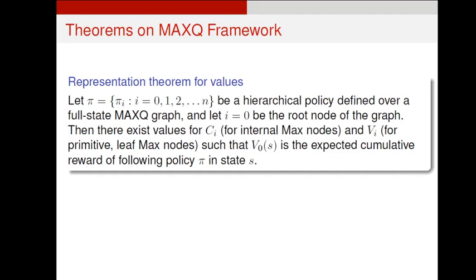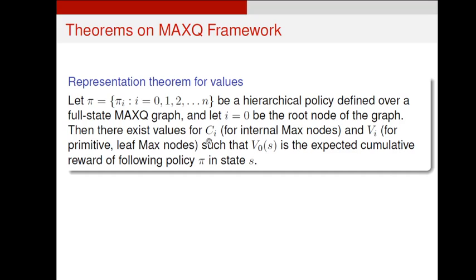Then there are two popular theorems that ensure that this representation of this tree diagram for max q is unique, and these q values are uniquely determined. So first of all, the representation theorem for values, that is for our declarative semantics. Let π equal π0, π1, π2, etc., πn be a hierarchical policy defined over a full state max q graph, as we have seen in the previous slide. Let i equal 0 be the root node of the graph.